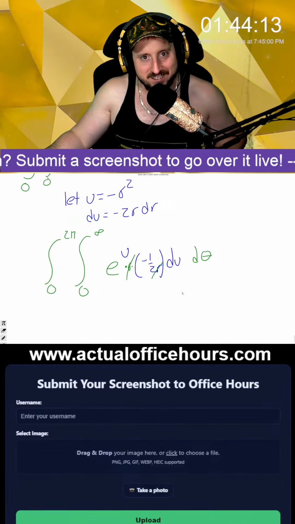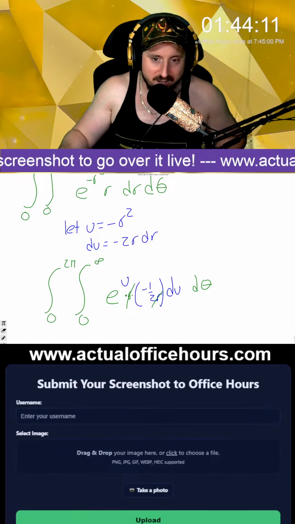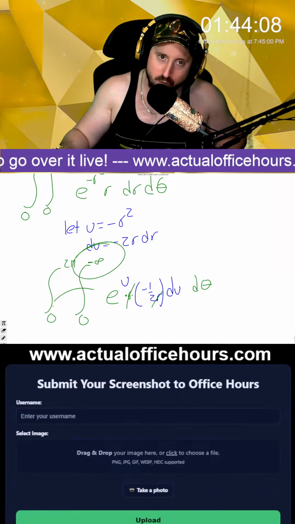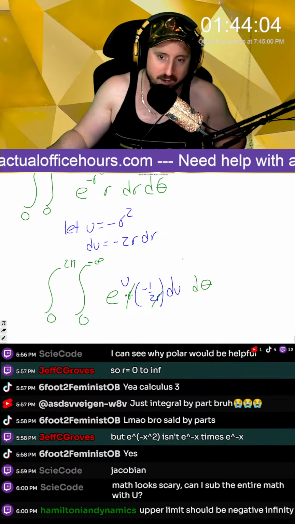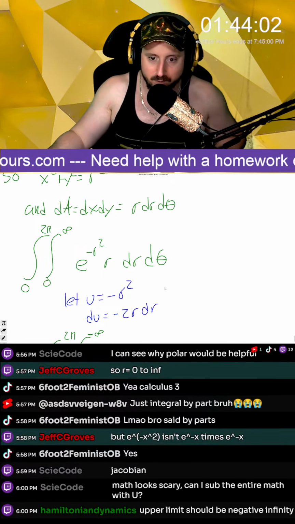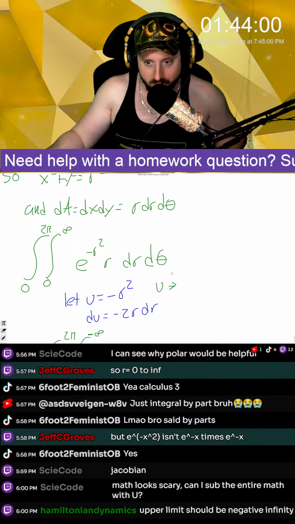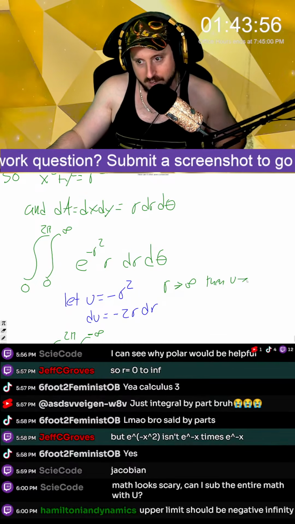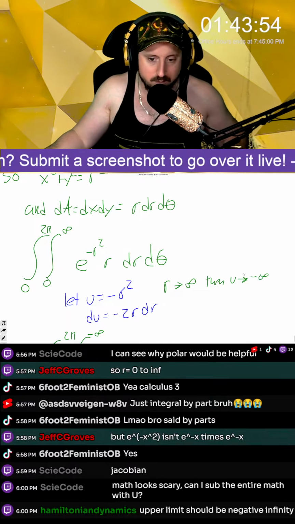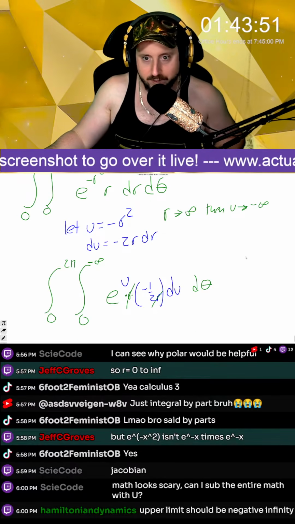Oh, yes, technically. So here's the thing. I usually don't actually worry about these bounds because I'm just going to switch it back before I do it. I know the proper way is, yeah, I get it. So if r goes to infinity, then u goes to negative infinity. You're very correct. It should be negative infinity.